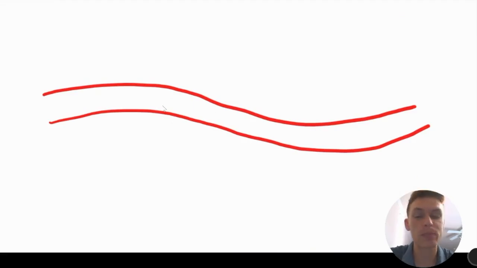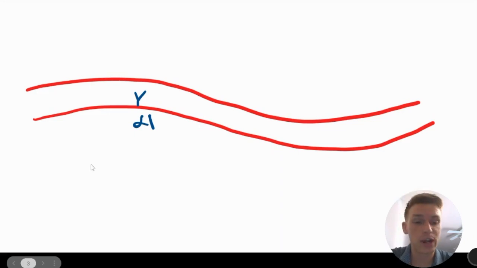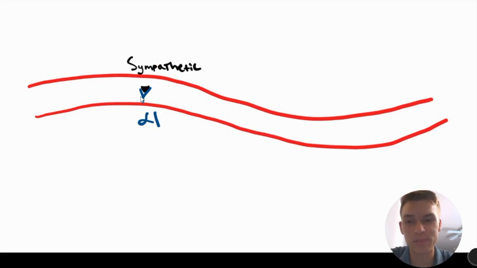The question stem describes an arteriole, which I know is a type of blood vessel. If you need a little bit of a refresher, an arteriole comes after an artery and before a capillary. It's kind of in the middle on this side. And then it also describes an alpha-1 receptor. I know that receptors receive ligands, and it says that it's strongly activated in the presence of sympathetic activation. So this ligand is probably some sort of sympathetic neurotransmitter.